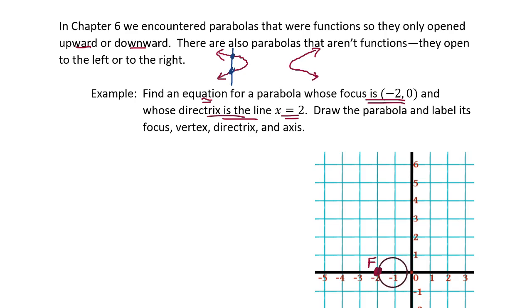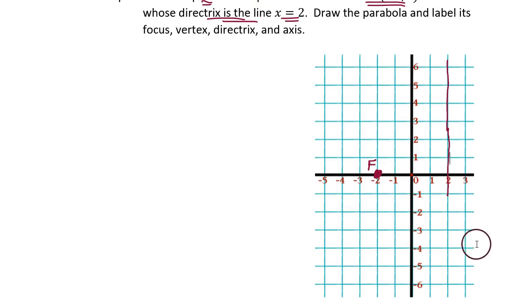Let's call that F for focus. And x equals +2 is the directrix line. So we can draw a vertical line crossing the x-axis at +2. This is the equation, x equals 2. Because the focus is located here and the directrix is over here, can you predict how the parabola is oriented?